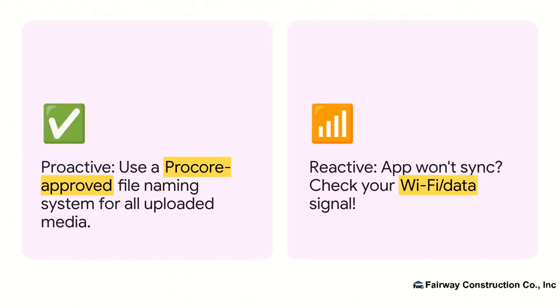This slide really gets to the heart of a mindset, right? You can either be proactive or reactive. Following our naming system, that's being proactive. Panicking because the app won't sync and trying to figure out if it's the Wi-Fi, that's a reactive pitfall. This SOP is designed to keep you proactive.